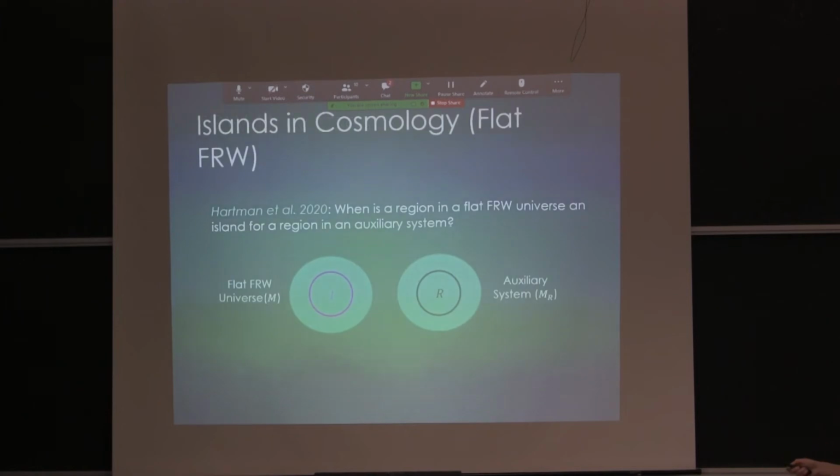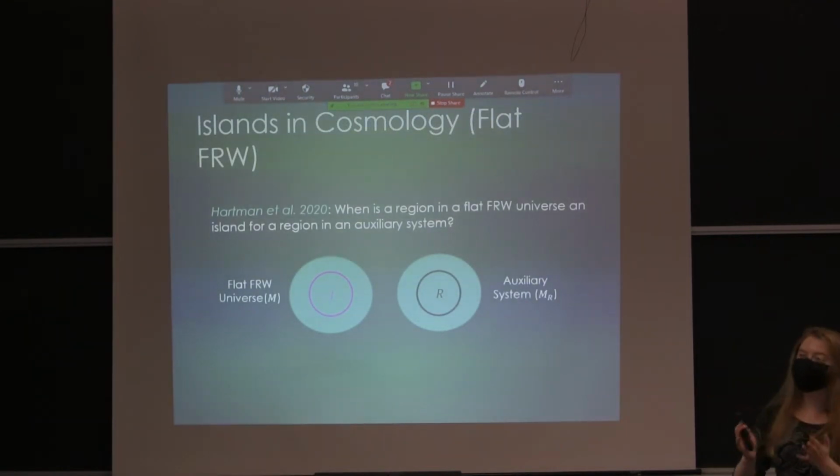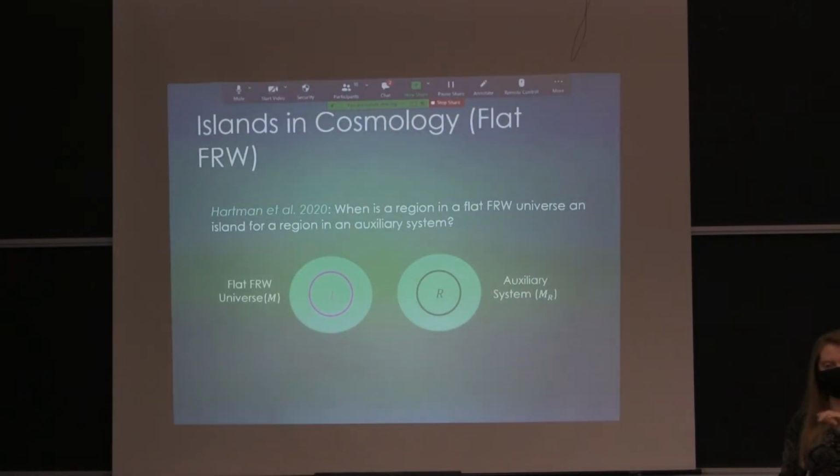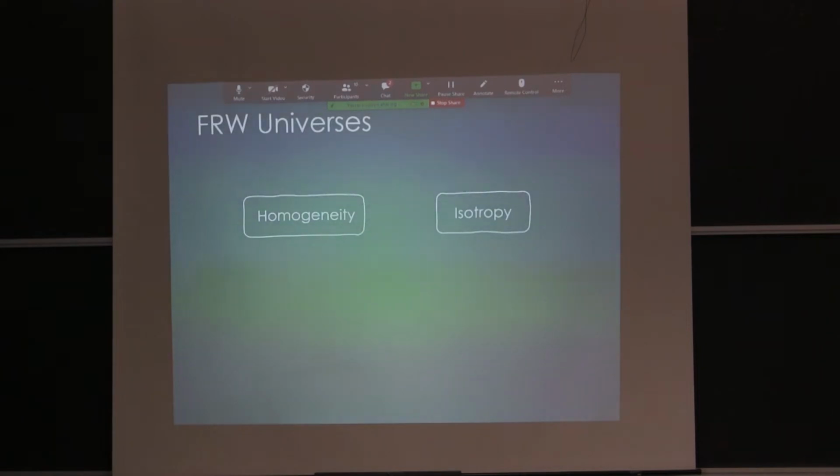And this paper here looked at a particular cosmological model, flat FRW, and found some necessary conditions for islands to appear, and then also checked, in the flat FRW case, what universes could have islands. So they found some necessary conditions and then checked to see where all of those necessary conditions could be satisfied at once.